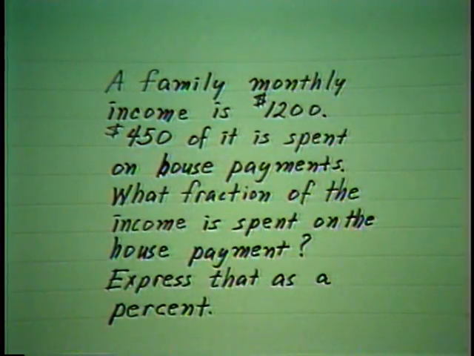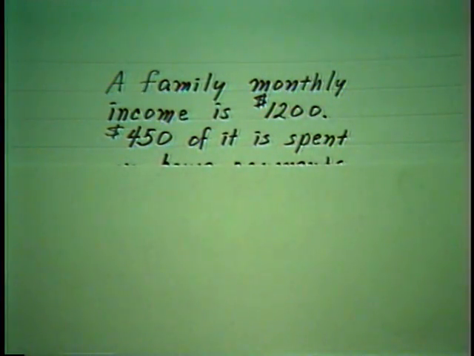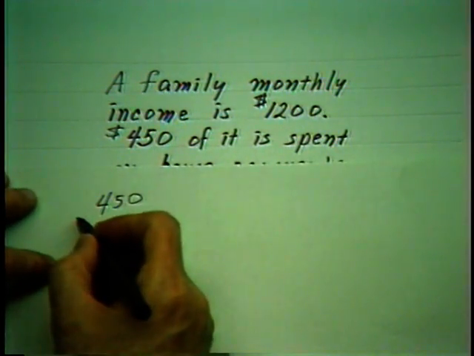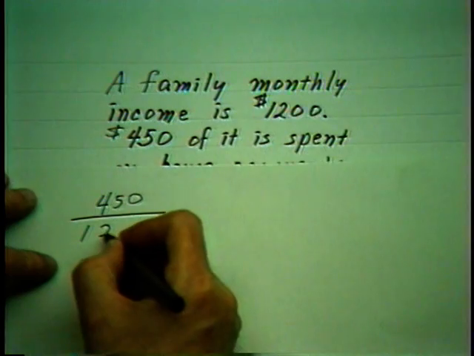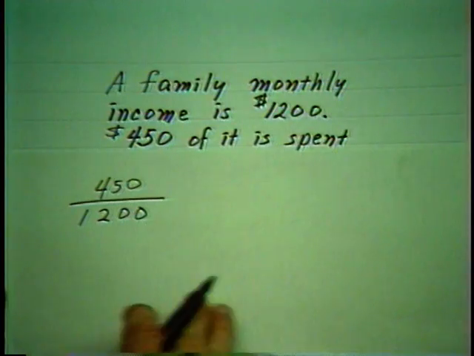Let's do one last example. A family monthly income is $1,200. $450 of it is spent on house payments. What fraction of the income is spent on the house payment? Express that as a percent. Now let's write this fractional part as a ratio first. $450 out of $1,200 is the fraction that I spend on rent.